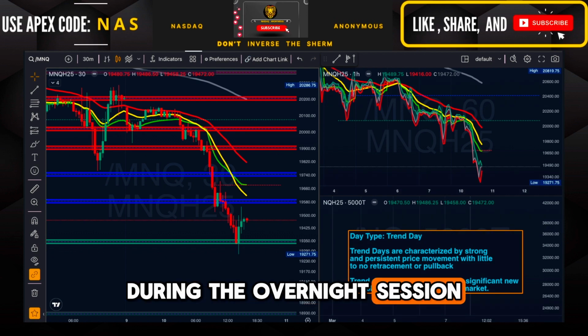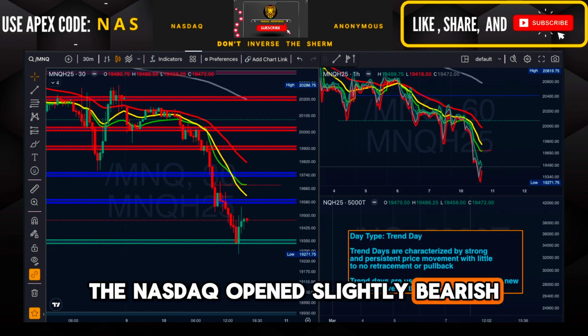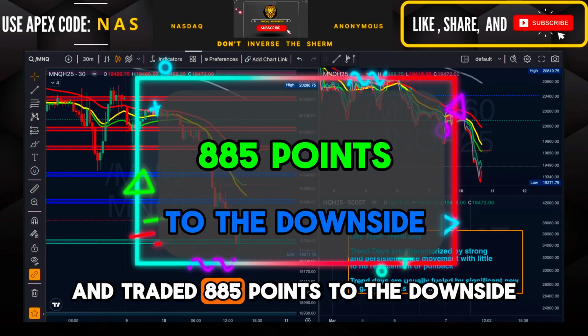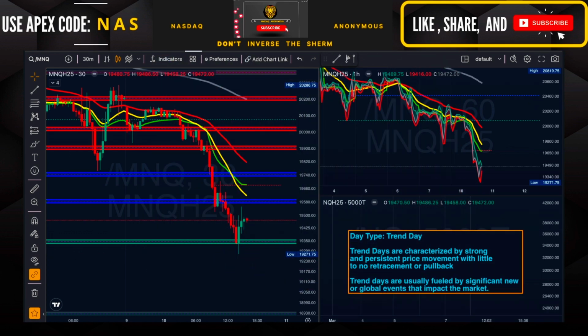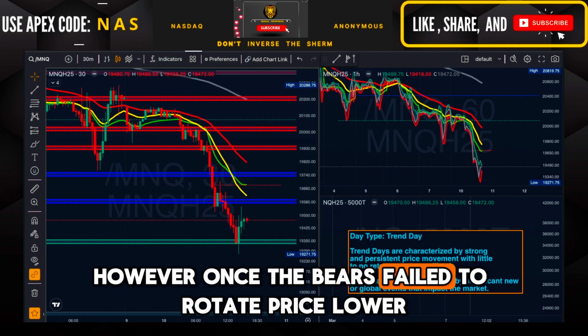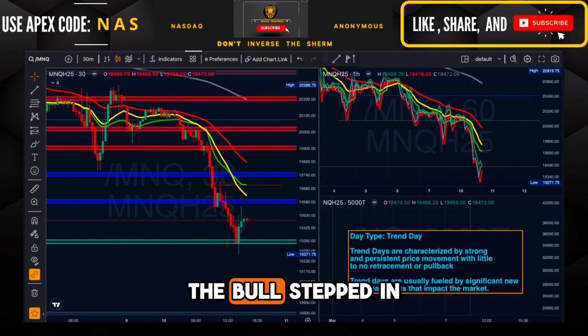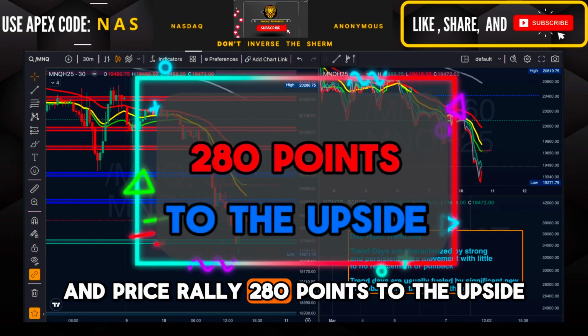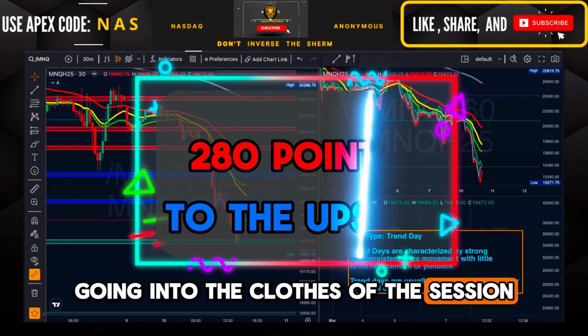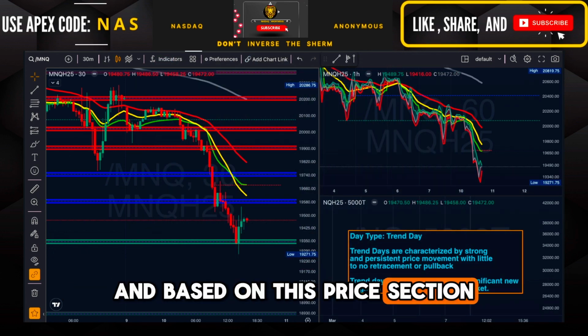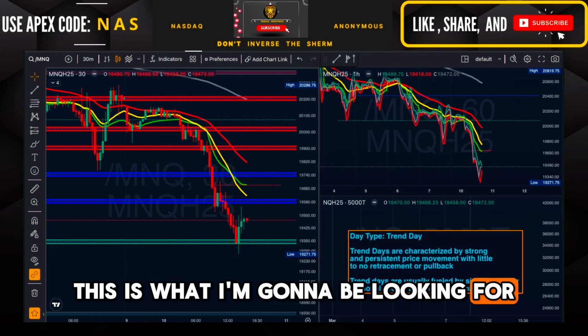During the overnight session, the Nasdaq opened slightly bearish and traded 885 points to the downside into a previous area of support. However, once the bears failed to rotate price lower, the bulls stepped in and price rallied 280 points to the upside going into the close of the session. And based on this price action, this is what I'm going to be looking for.